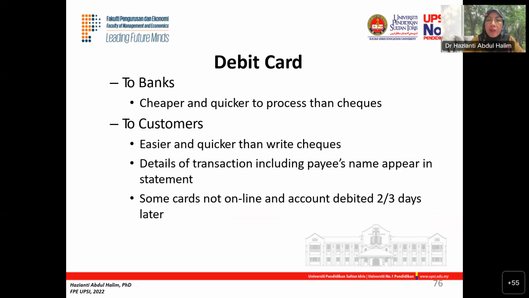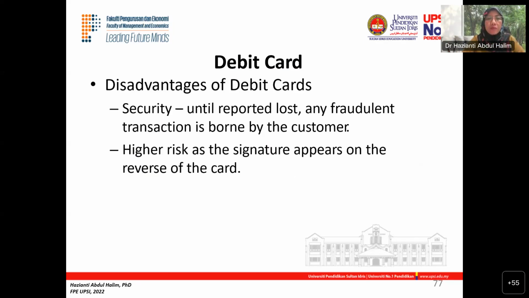To banks, it is cheaper and quicker to process than checks, and to the customer, of course, easier and quicker than writing checks. Disadvantages, okay, security. Of course, higher risk, there is signature appeal. That one is not applicable, I have to remove this part. There is no signature, we don't use a signature.